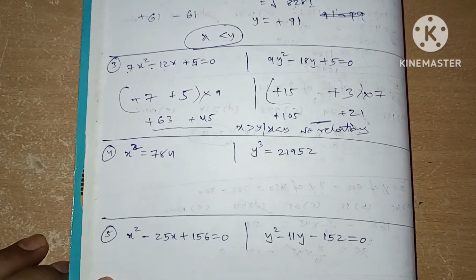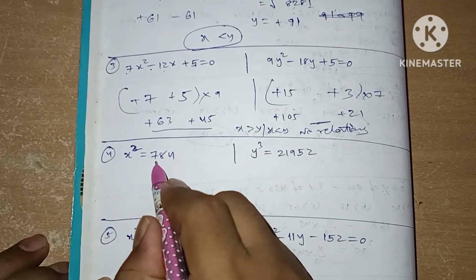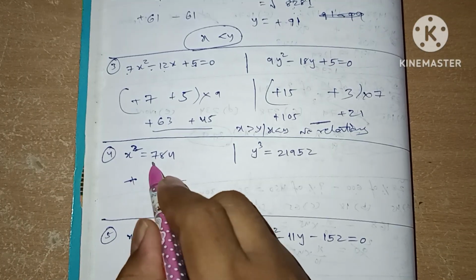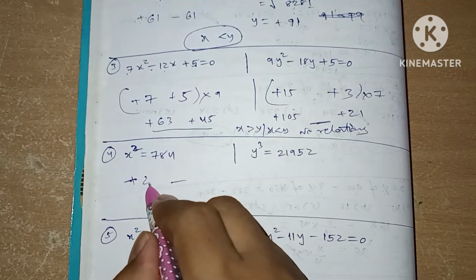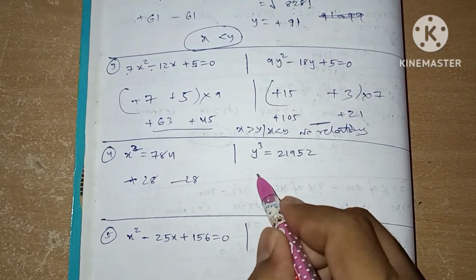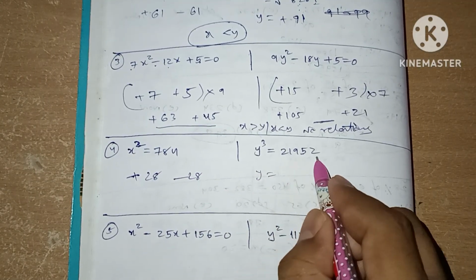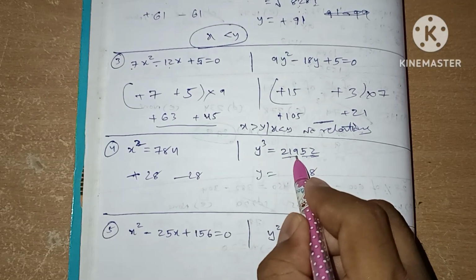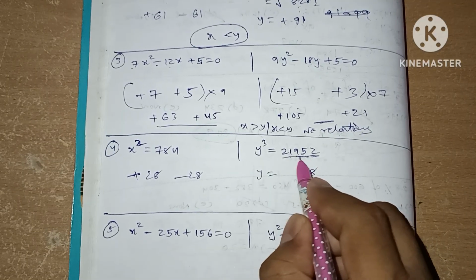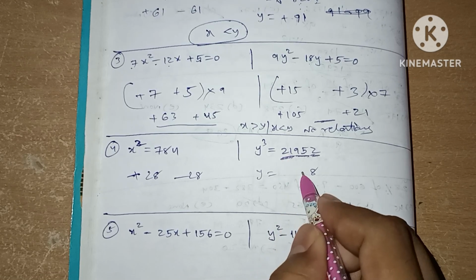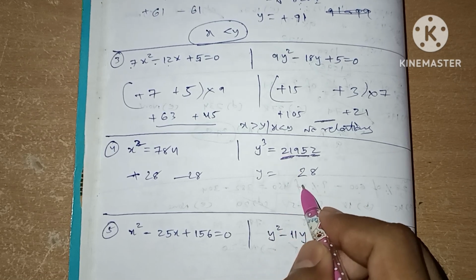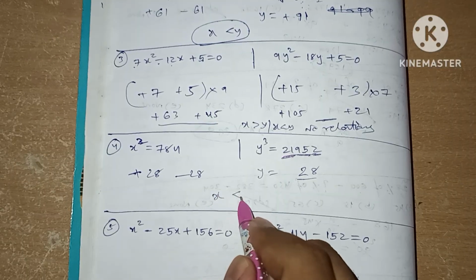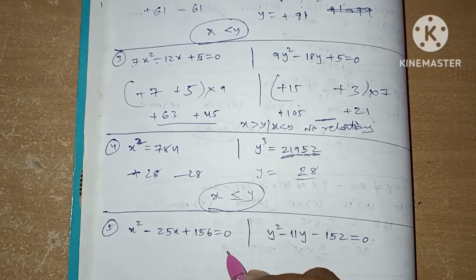Okay, next, fourth question. X square is equal to 784. Here we get the plus and minus values of 28. Here we get the y value, which is, we see 2 here means 8 and leaving 3. Here this is 2 1 leaving 3, we have 21. 21 means we need to take 2 cube. So the answer for this one is 28. Now by comparing these two, it is clear that x is less than or equal to y.